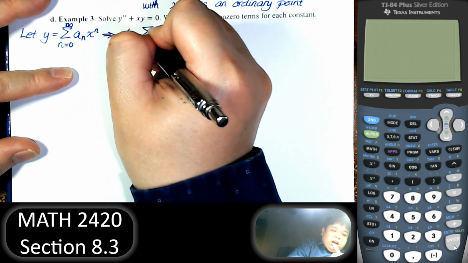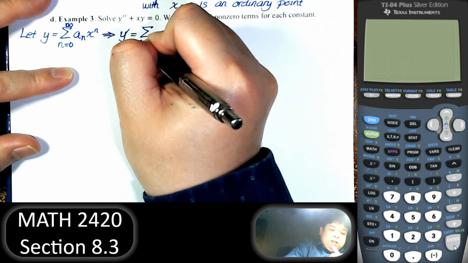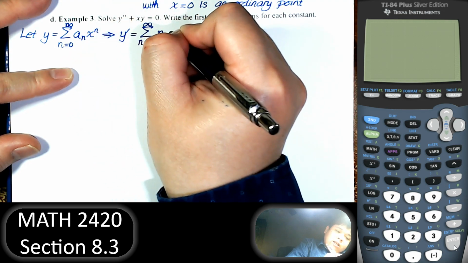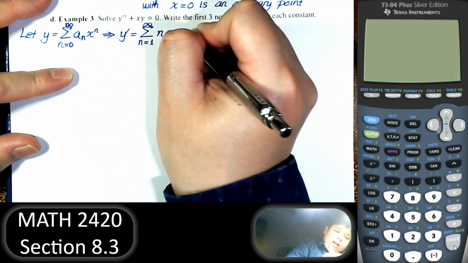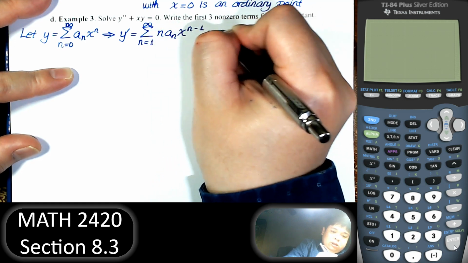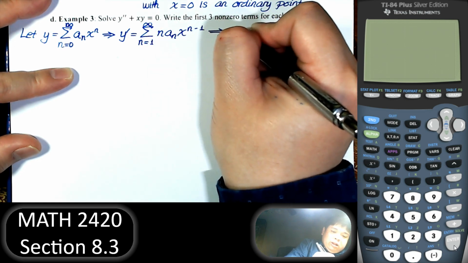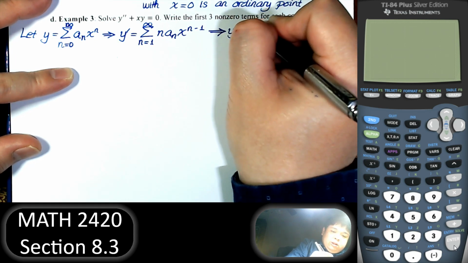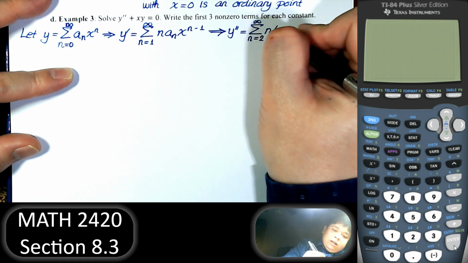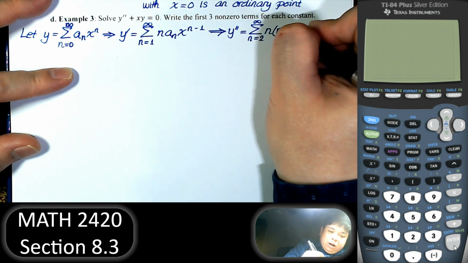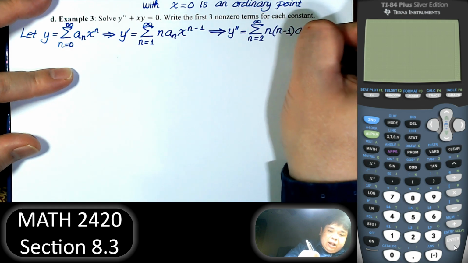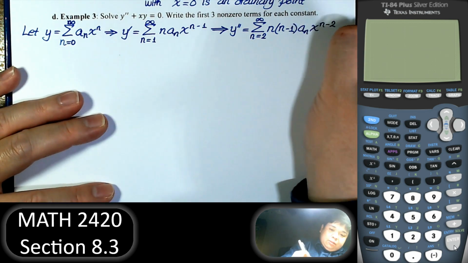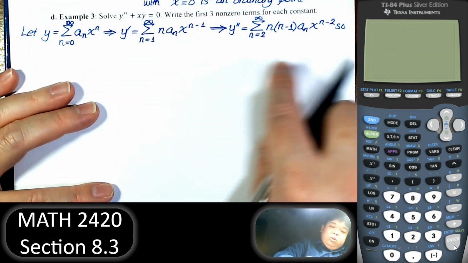We can almost copy and paste from the other problem. The index will increase by 1, the power rule, a sub n x to the n minus 1. Second derivative, n equal to 2, n times n minus 1, a sub n x to the n minus 2. Right, substitute into the equation. We have the second derivative, which is this.